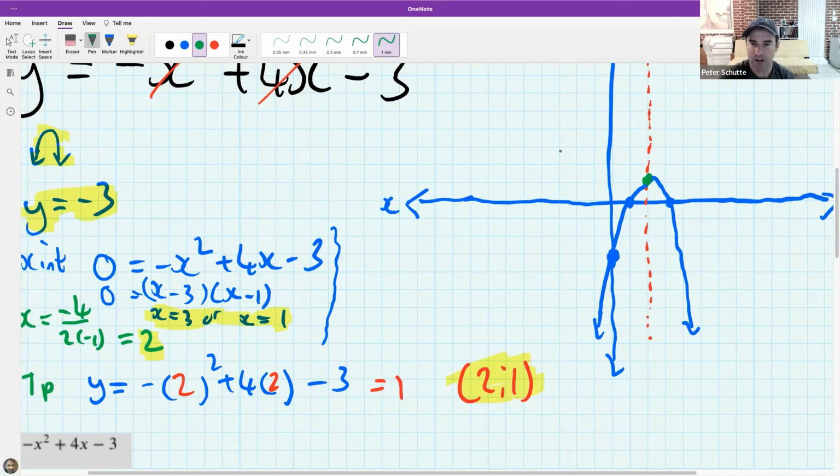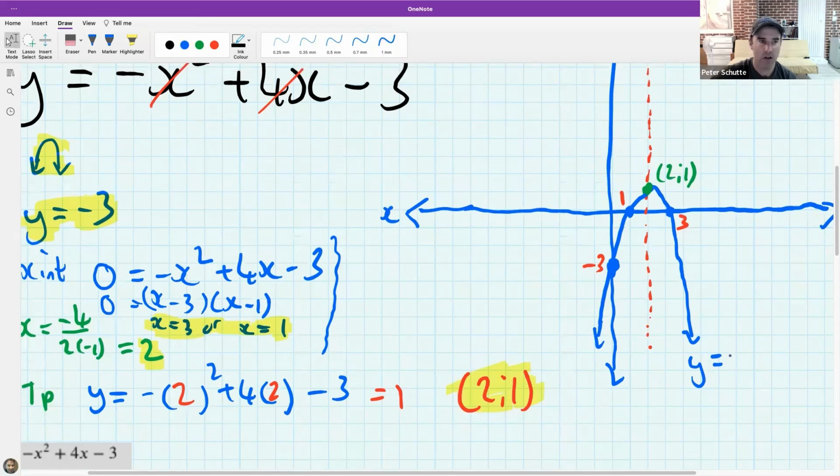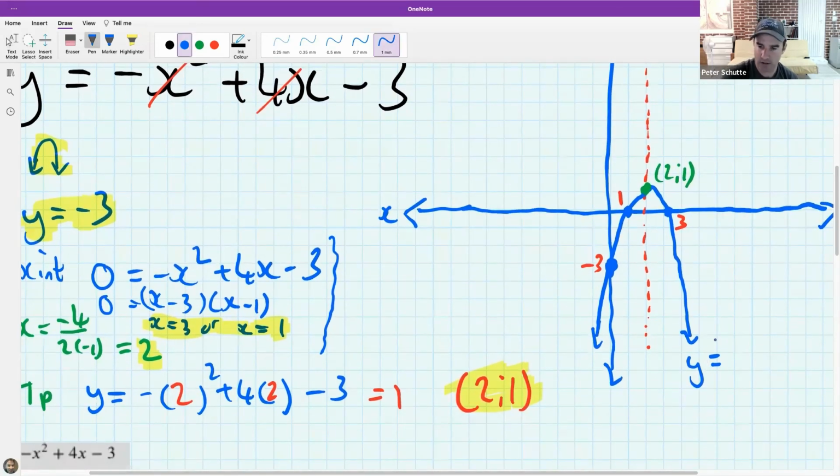And the last part is we need to label. So we know this is -3. We know this is 1. We know that is 3. And we know the turning point is 2, 1. And then the last little bit is we label y equals -x² plus 4x minus 3.